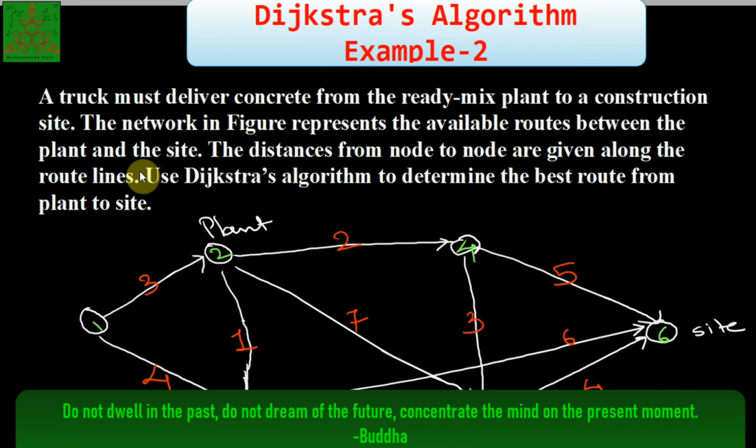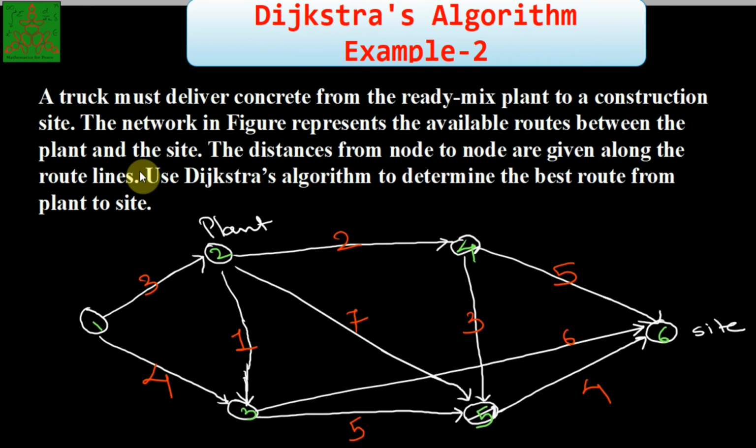This video deals with this example: a truck must deliver concrete from a ready-mix plant to a construction site. The network in this figure represents the available routes between the plant and the site. Vertex 2 is the plant and vertex 6 is the site.